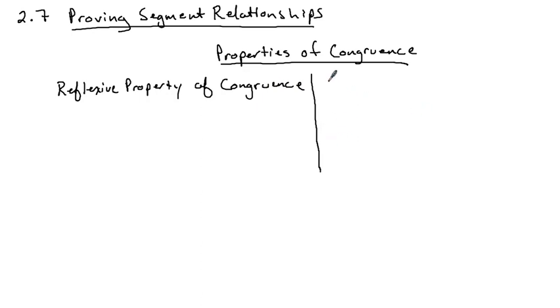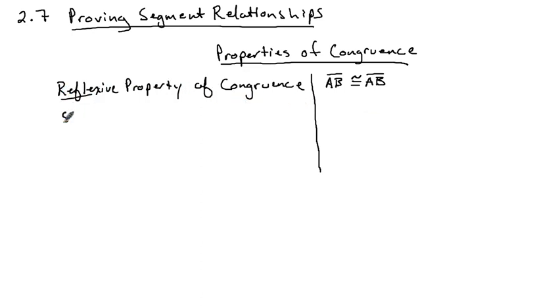And it's going to say that if we have a segment AB, it's congruent to segment AB, which basically says if something's congruent to itself, right? That's an example of the reflexive property.